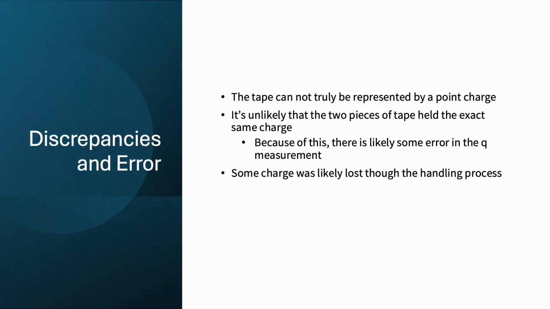There are a number of discrepancies and sources of error in our experiment. The tape cannot be truly represented by a point charge. It's much larger, of course, than a single point charge and would therefore exhibit different effects. It's unlikely that the two pieces of tape held the exact same charge. In fact, they were probably not even exactly the same length, and because of this, there's going to be some error in the charge measurement. And some of the charge was likely lost through the handling process, despite the fact that we tried to handle it as little as possible.